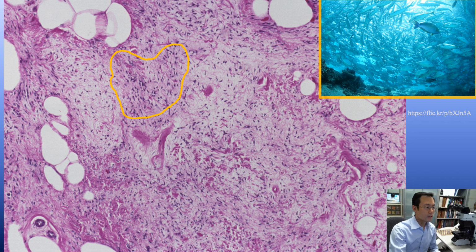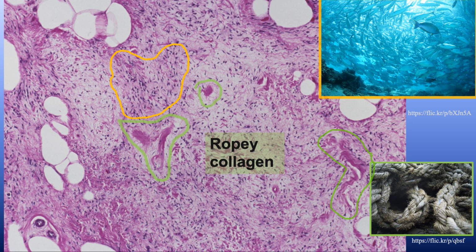So in spindle cell lipoma, we have bland monomorphous spindle cells set within a variably myxoid stroma, and we can see that the spindle cells are somewhat organized or aligned in kind of a swirling or whorled pattern that can resemble the pattern seen with a school of fish. And amidst the small spindle cells and myxoid stroma, there are scattered inordinately thick or ropey collagen fibers.